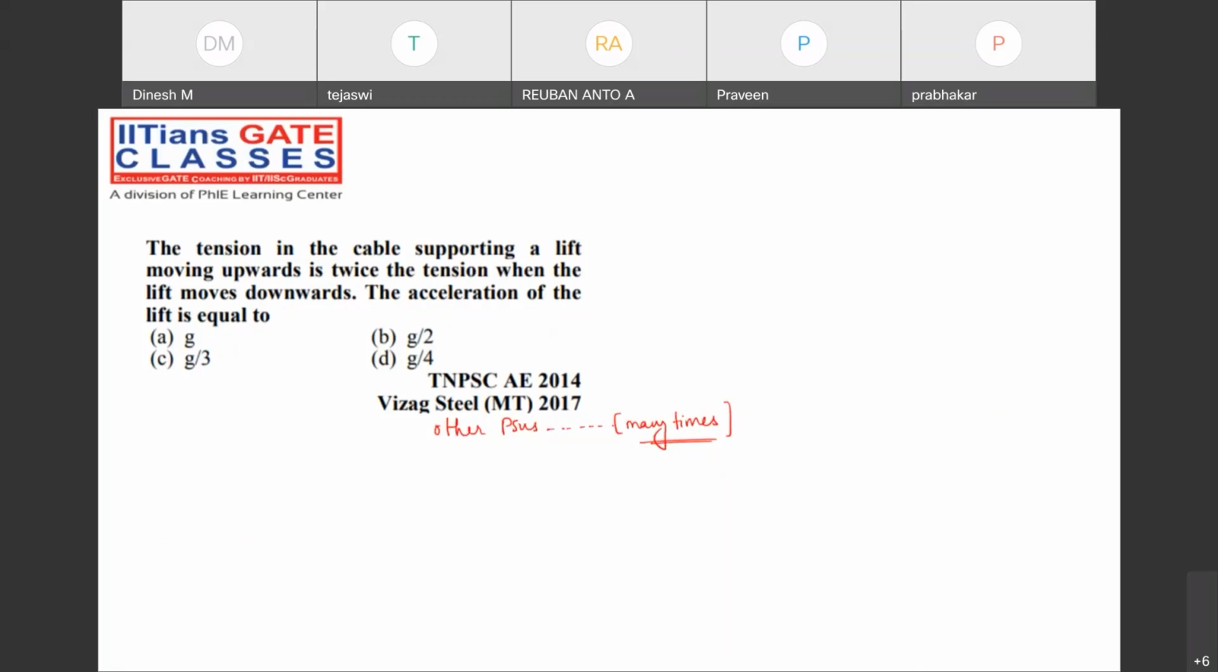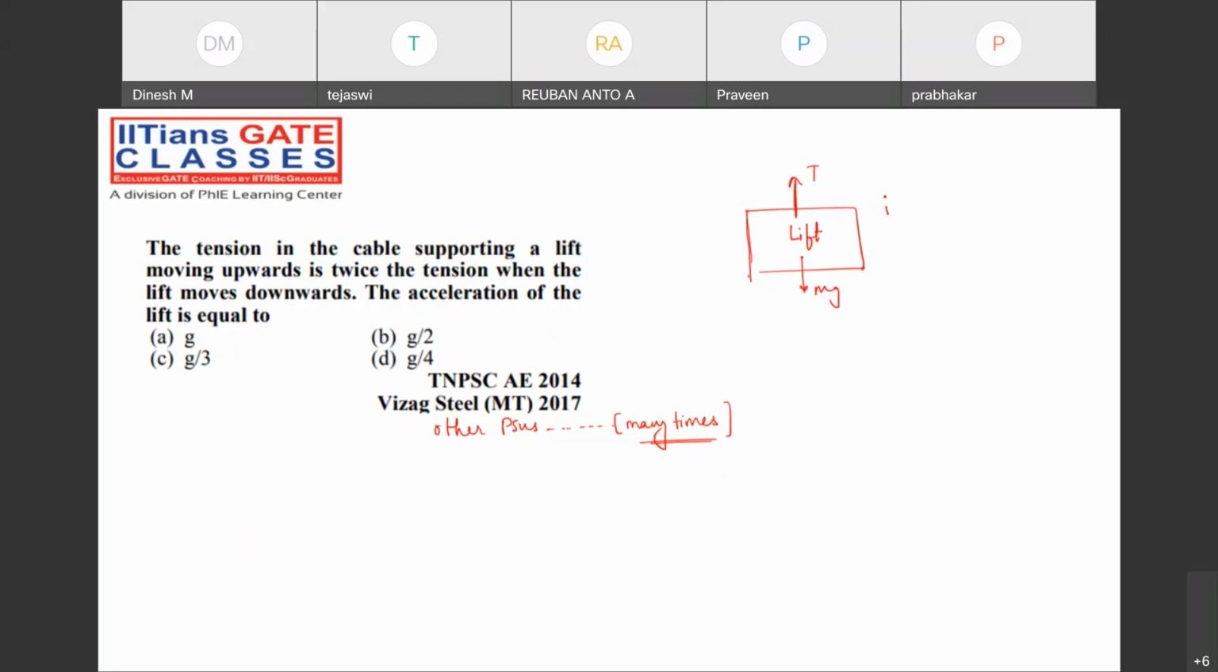So the tension in the cable supporting a lift. There is a lift, my dear friend. The lift is going to have some mass. Now it has been supported by the cable. In the cable, there might be tension.